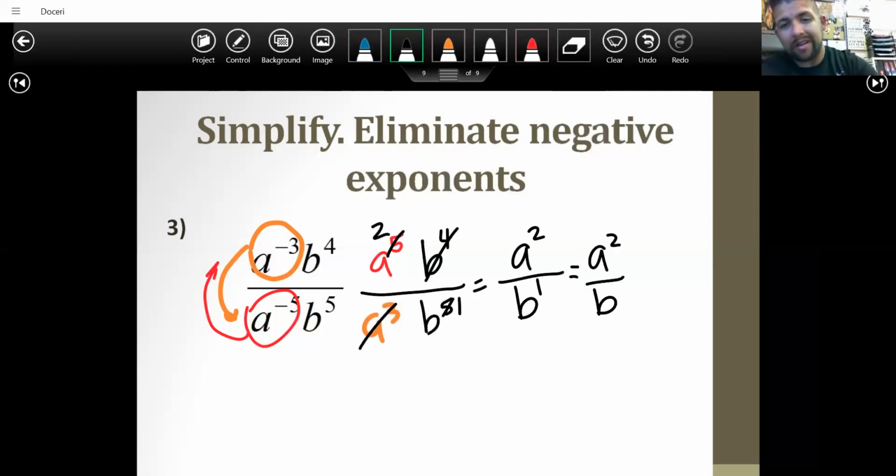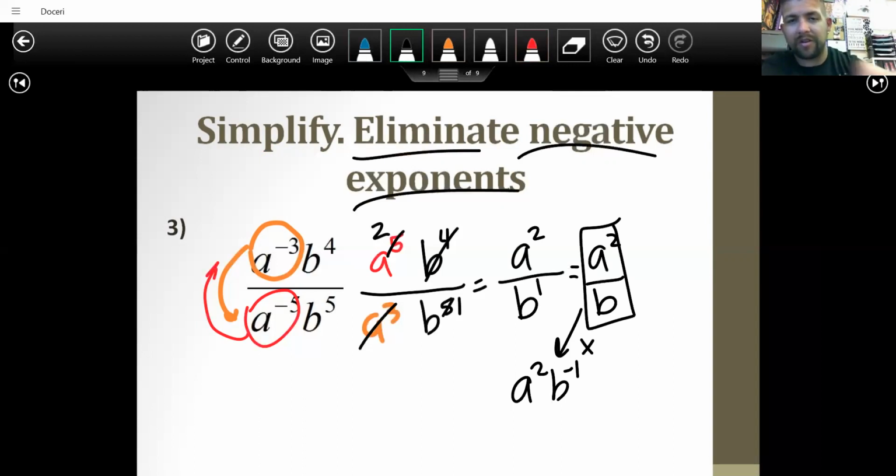Leave it like that. If it's asking you to get rid of the negatives, don't convert this back to a squared b to the negative 1. We're trying to eliminate negative exponents, so you don't need to write this up. This is bad. Just keep it as a positive value. I'll try to watch for that as I'm walking around with you guys tomorrow, making sure you're up to date.